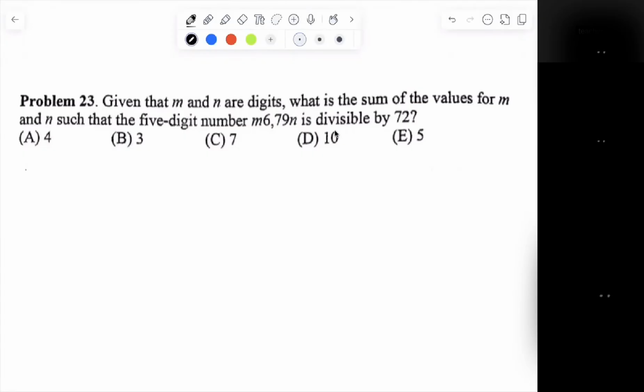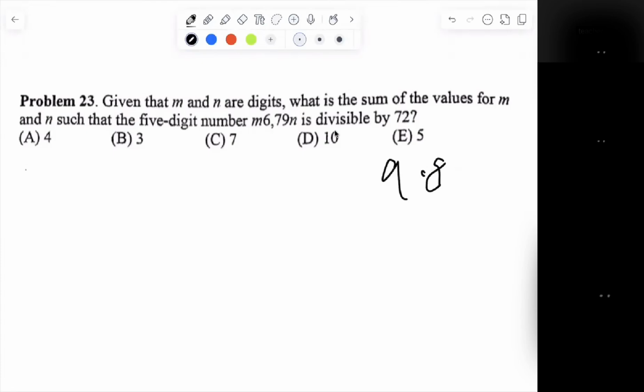Well, 72 can be split into 9 times 8. So it has to be divisible by 8 as well as 9. From here, all we need to do now is find 2 digits or 1 digit which makes 79n divisible by 8. But also, if we add it all up, we get m plus 6 plus 7 plus 9 plus n, which must be divisible by 9.